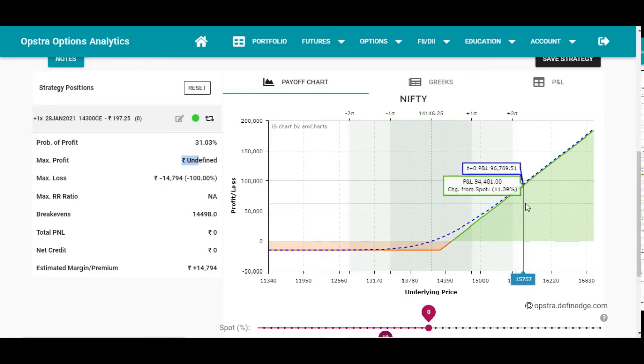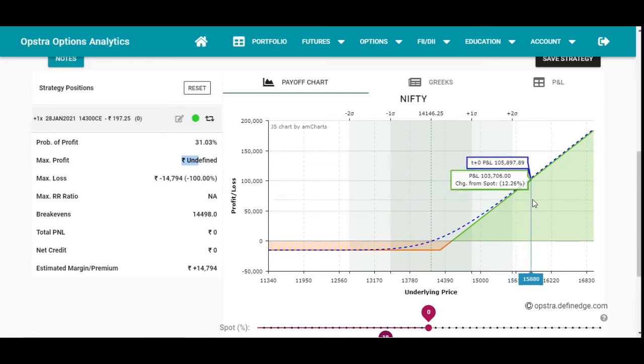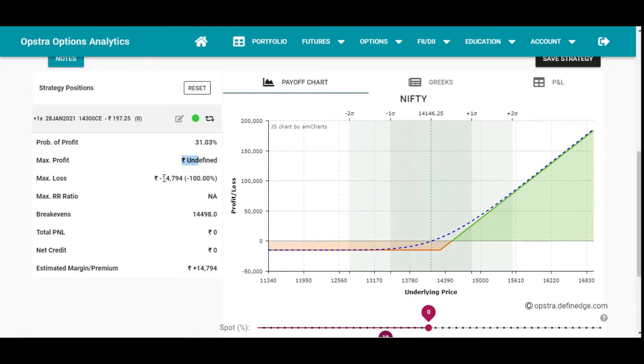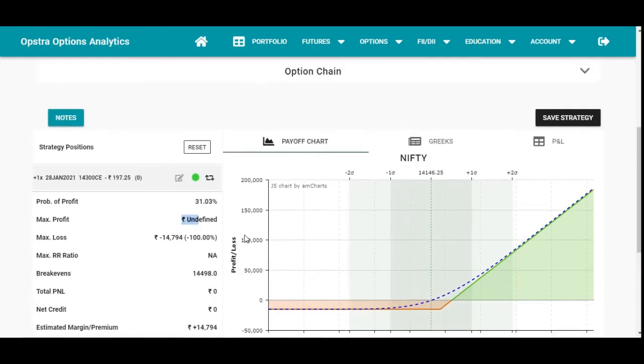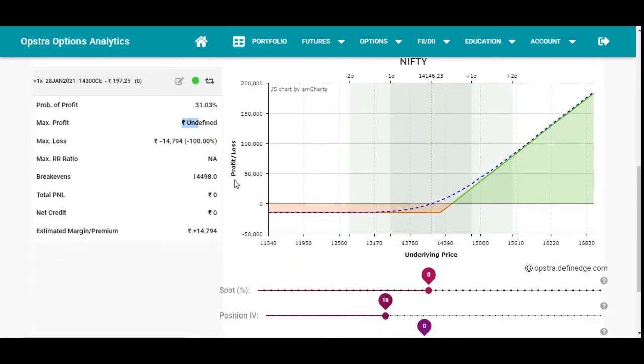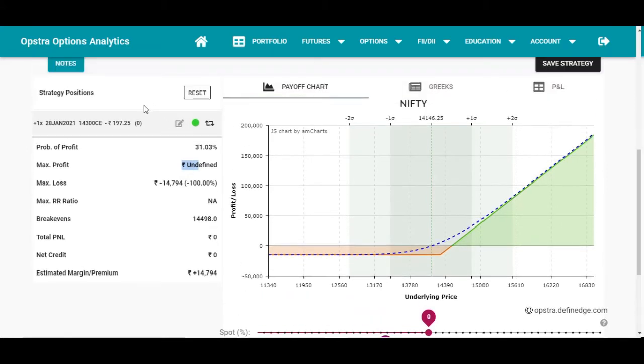Even, let's say for example, before this month, if the market goes to 16,000, we'll be getting a profit of 1,10,000 plus, for an investment of 14,794 rupees. So this is about the call option. This is the case if the trader thinks the market is going to move upside, he'll buy the call option.